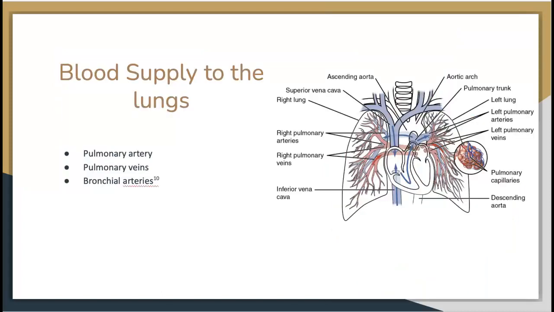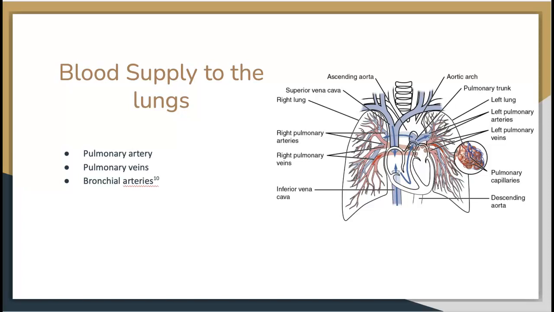For the blood supply to the lungs, there are 3 major categories that take blood away from and to the lungs. The first is the pulmonary artery, which takes deoxygenated blood from the heart to be oxygenated by the lung parenchyma. It emerges from the right ventricle and bifurcates into the left main and right main pulmonary arteries. It usually trails and expands along the branches of the bronchial tree and eventually becomes capillaries around the alveoli.